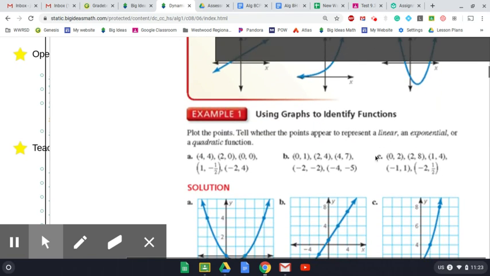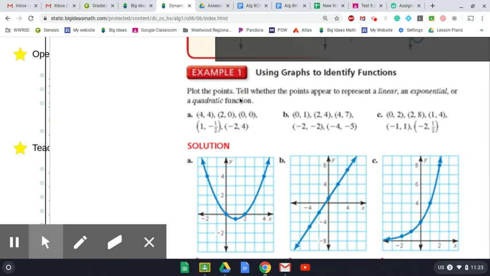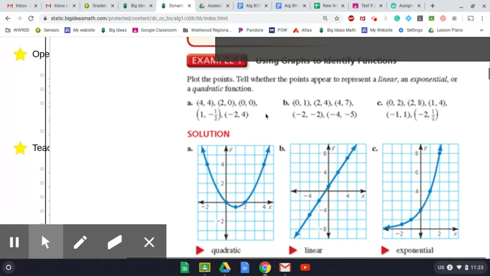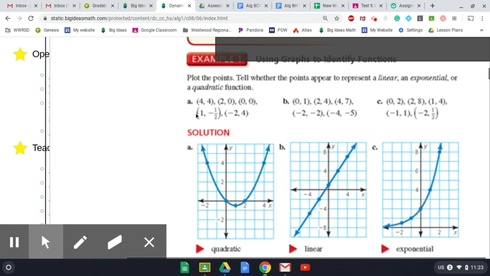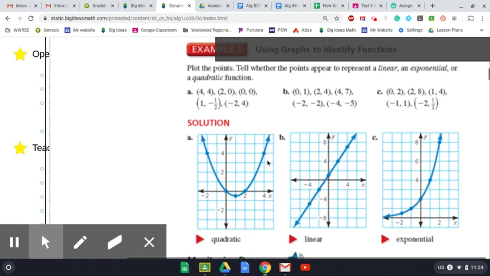So let's take a look at example 1. So it says we're going to plot the points and then tell whether the points appear to represent linear, exponential, or a quadratic function. And let's look at A. So we have these points here for part A. They plotted these points, and we can clearly see that these points are forming a U-shaped graph or a parabola. So because they're forming the parabola, it's a quadratic function.